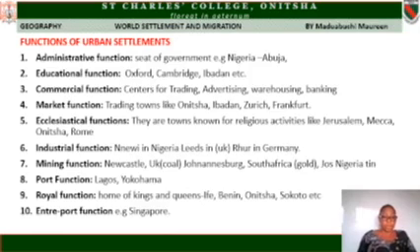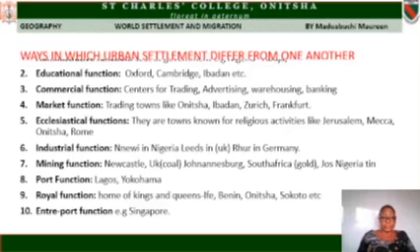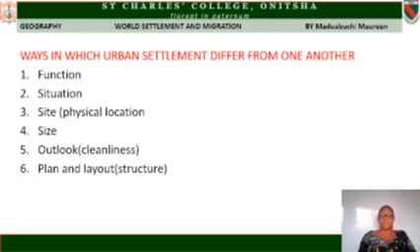Nine, royal function, home of kings and queens. Example, Ife, Benin, Sokoto, Onitsha. Ten, entry port function. These are towns that are known for importing goods and re-buying the goods and exporting them again. Example is Singapore. Ways in which urban settlements differ from one another.